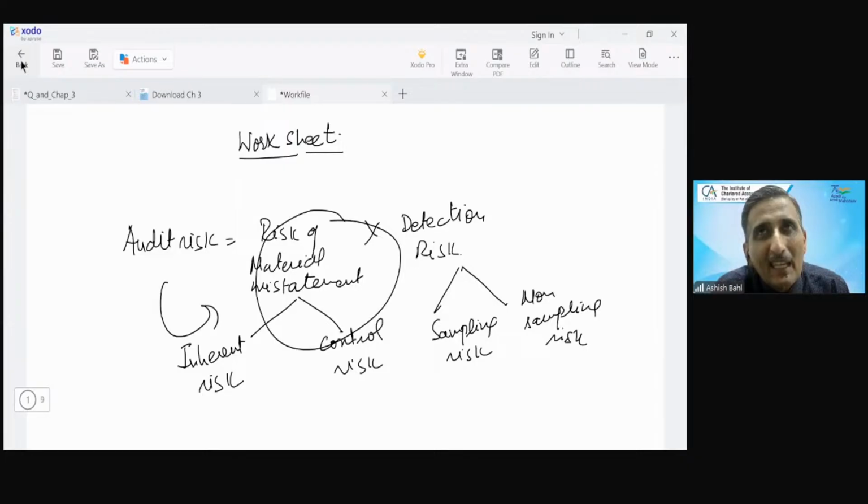Clear? So the meaning of the term audit risk, its components. What do we mean by inherent risk, control risk, detection risk, sampling risk, non-sampling risk? We have discussed in brief. I have tried to refresh these concepts in your minds. Okay. So see this question now.